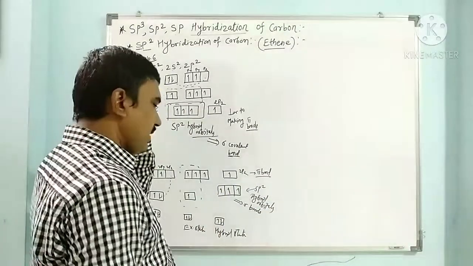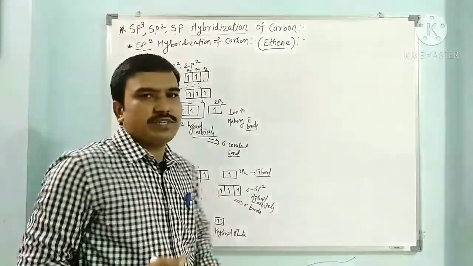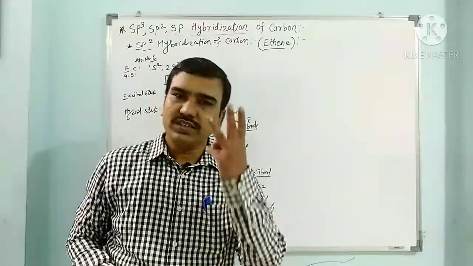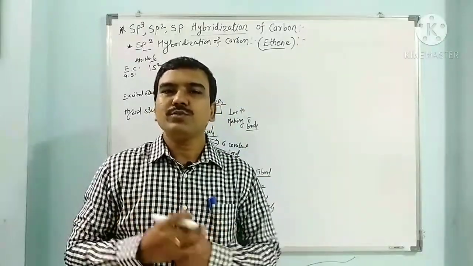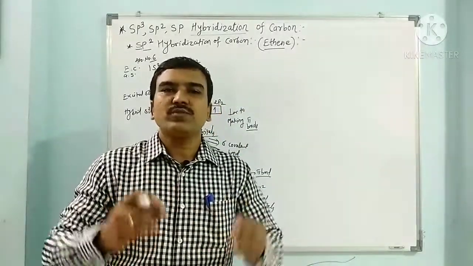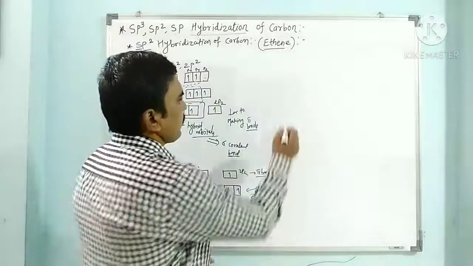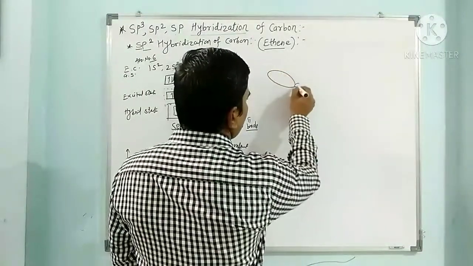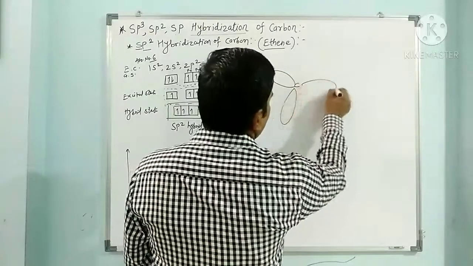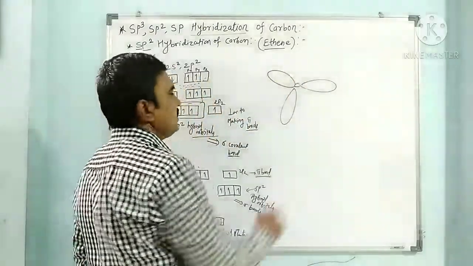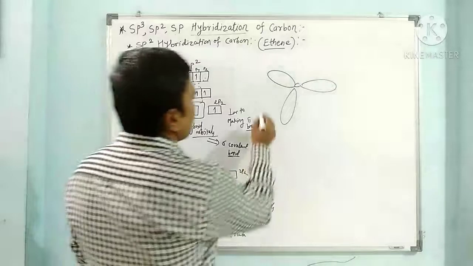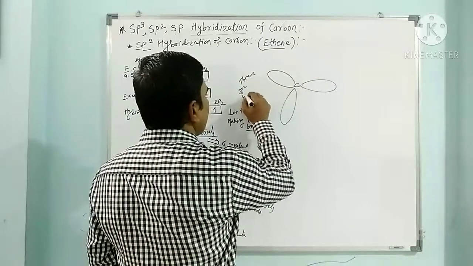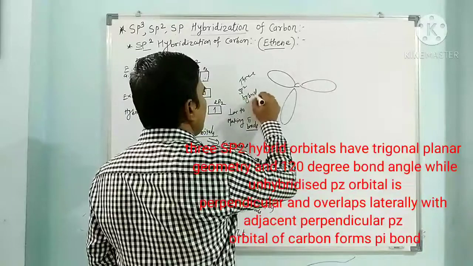Now here, as these are the 3 hybrid orbitals, tell me, in the total 360 degrees, if only 3 orbitals are accommodated, then what should be the geometry? It should be trigonal planar. So this carbon must have trigonal planar geometry. So these are the 3 sp2 hybrid orbitals.